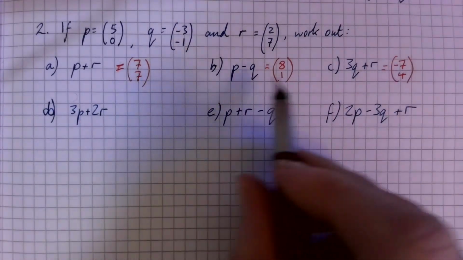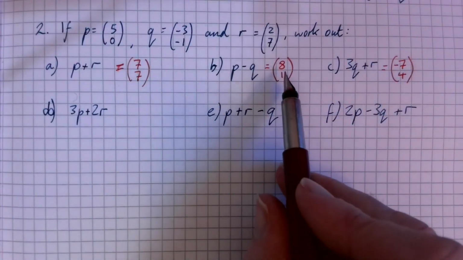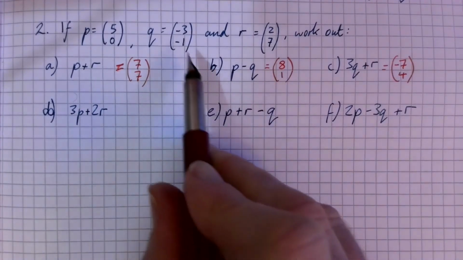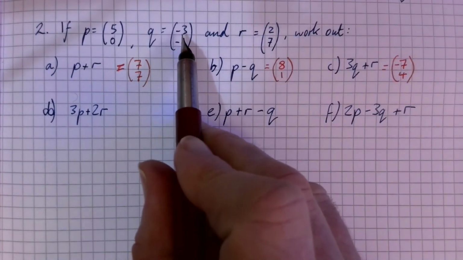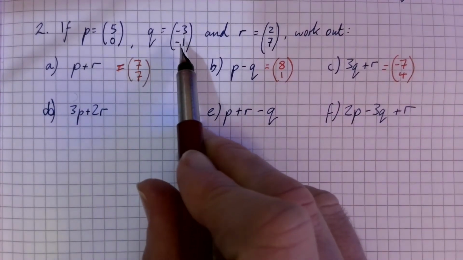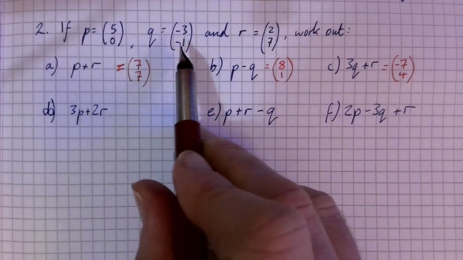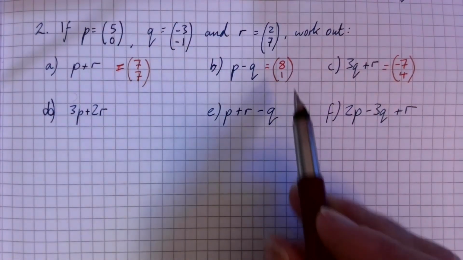So here's your first 3 answers. This one may have caught people out if you weren't being too careful with your taking a negative means you add, doesn't it? So taking negative 3 is like adding 3 to 5. Taking negative 1 from 0 is like adding 1. So we get 8 and 1.